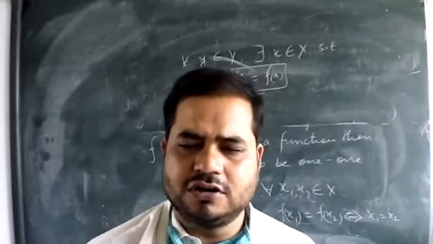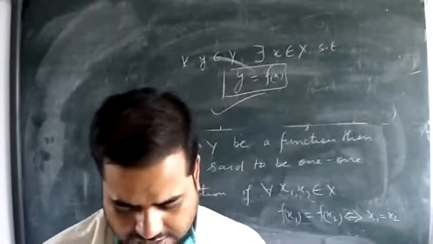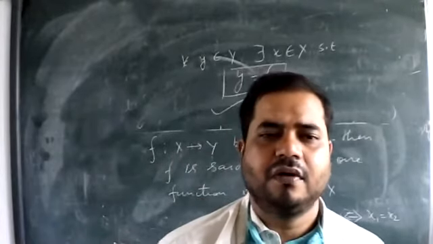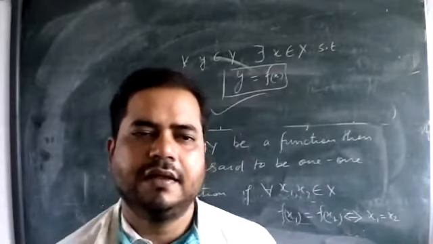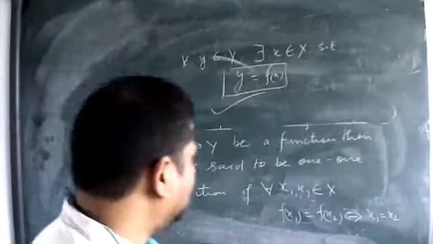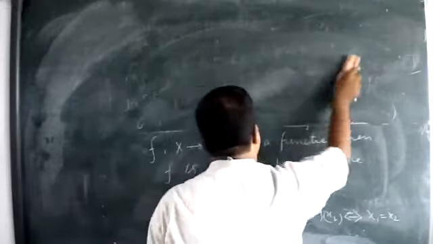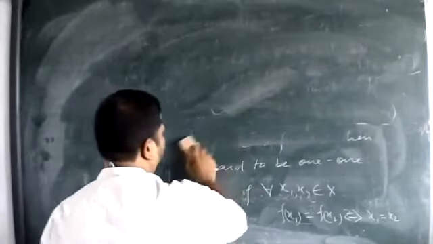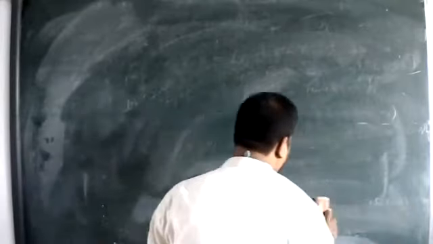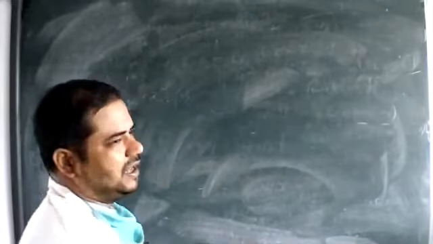And onto function is also known as what? Onto function is also known as surjective function. And the last one is 1-1 onto or bijective function. Function f is said to be 1-1 onto if it is 1-1 as well as onto.